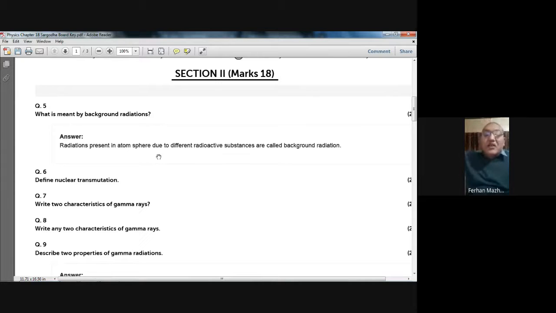Some radiation is coming from outer space, cosmic rays, we call them. So the background radiation is always present around us. So due to that, the radiation which is present around us all the time is called the background radiation. You are supposed to write this answer in your copy. This is the section 2, question number 1, its answer.